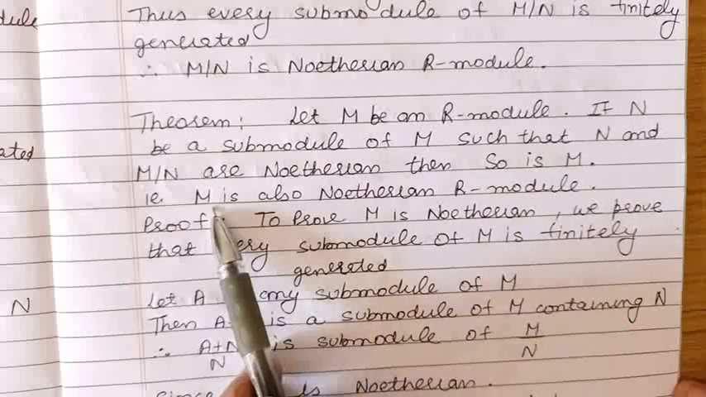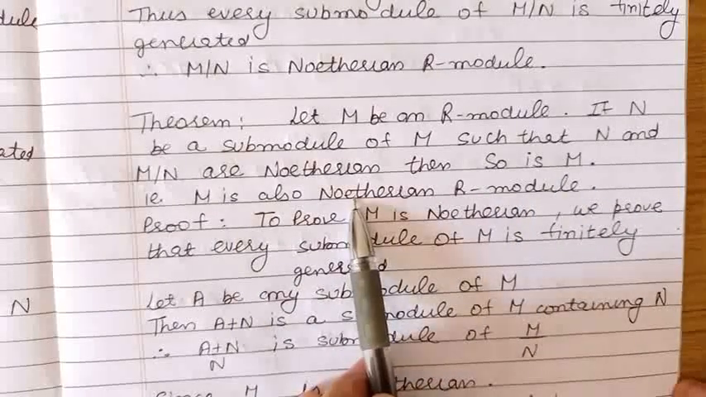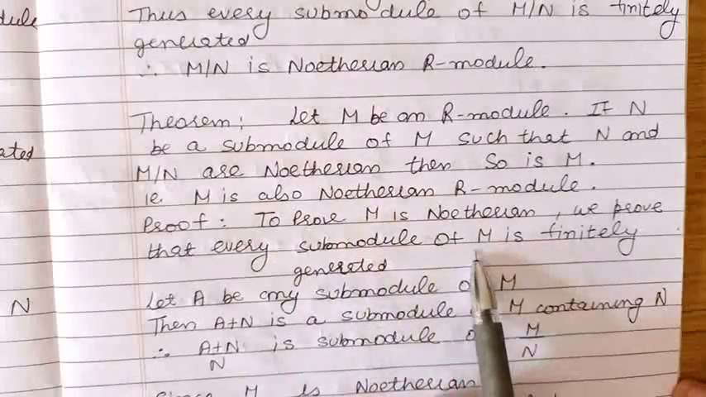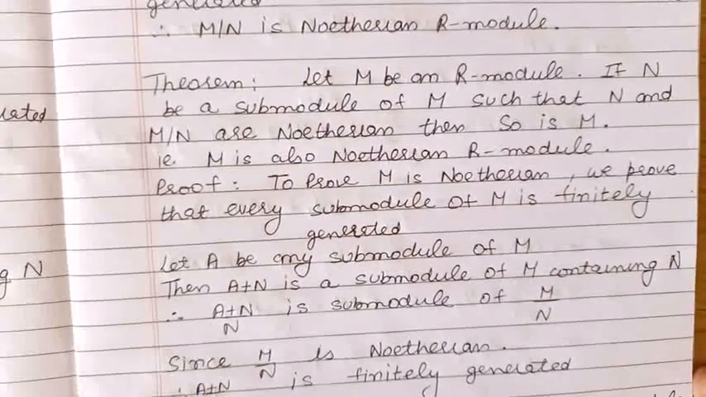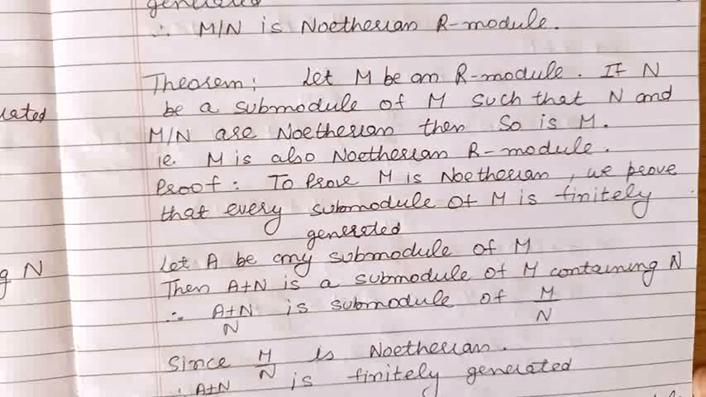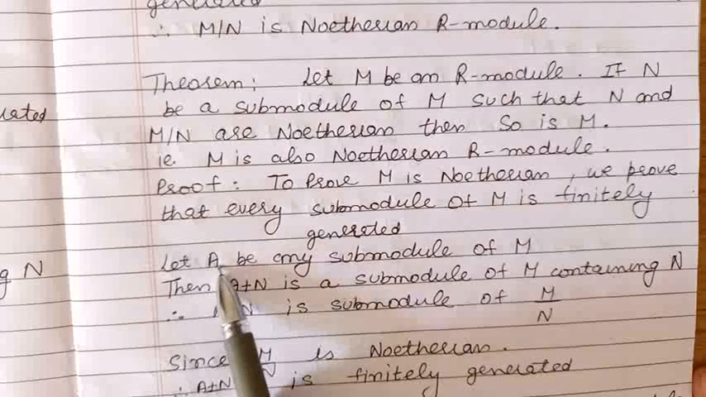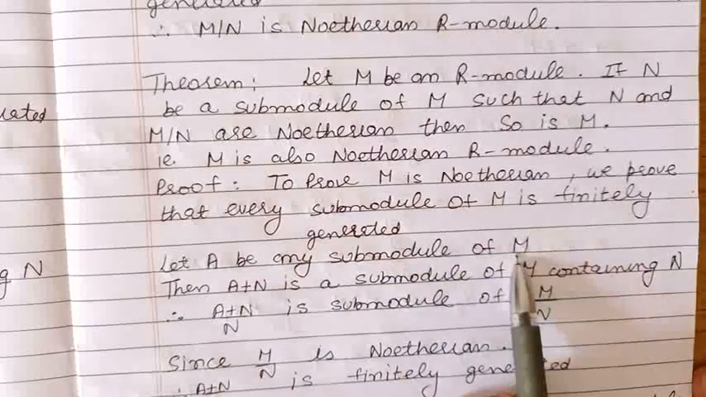Now, to prove that M is noetherian, we prove that every submodule of M is finitely generated. So let us take an arbitrary submodule of M. So let A be any submodule of M.